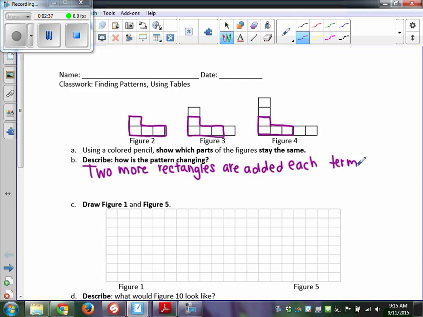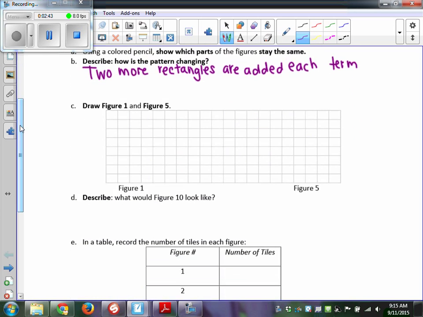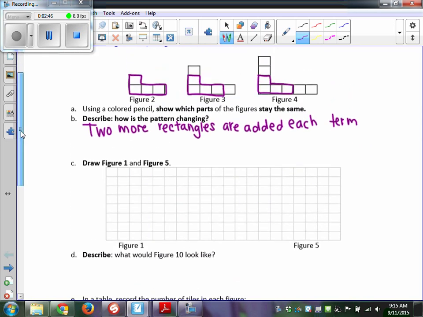Part C says, draw figure 1 and figure 5. So if I want to look at this and I want to draw figure 1 and I want to draw figure 5, okay? I'm going to start over here with figure 5, just to think about that. My pattern said that I drew 2 more rectangles for each term. So that means for figure 5, I'm going to have everything that I have in figure 4, plus another rectangle here, and another rectangle up here, okay?